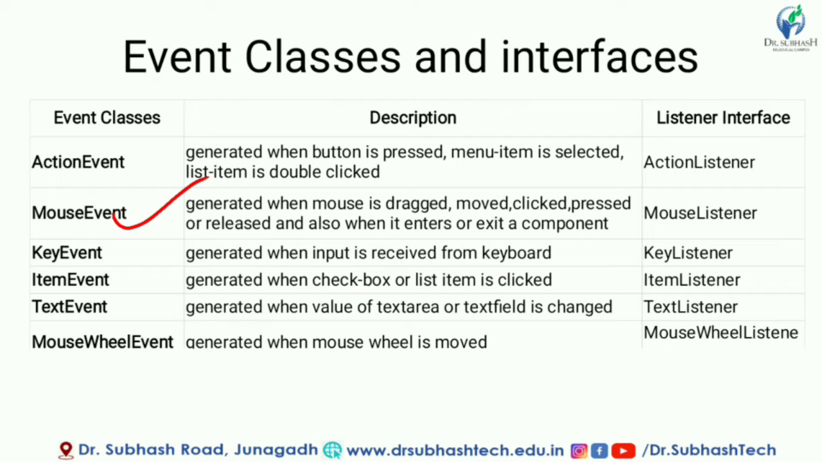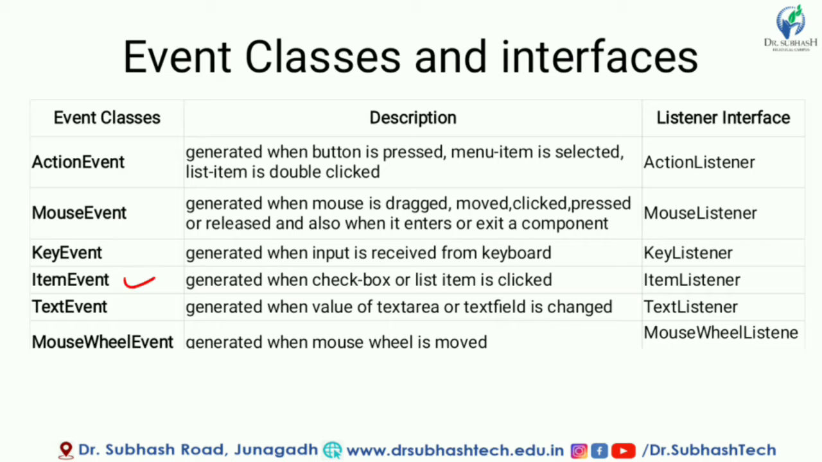Then the next is mouse event. This object is generated when the mouse is dragged, moved, clicked, pressed or released, and also when it enters or exits a component. So these are the sources from where the mouse event object is created, and for that the mouse listener interface is available. Then there is a key event. It is generated when the input is received from the keyboard, either when you are pressing the key, releasing the key, or typing the key. With this event, the key event object is created, and accordingly the key listener interface is there for handling the event.